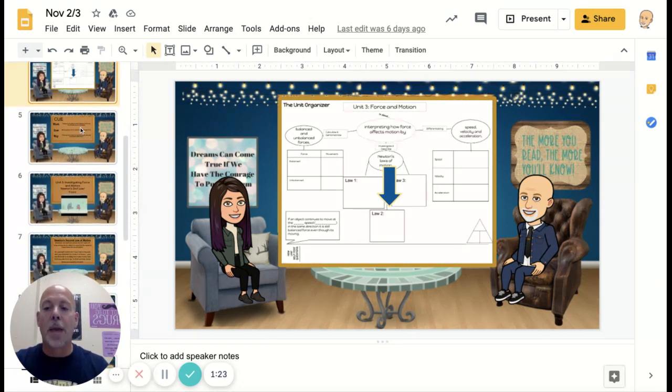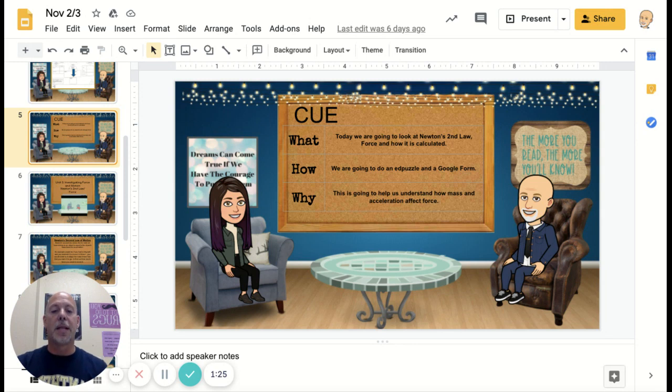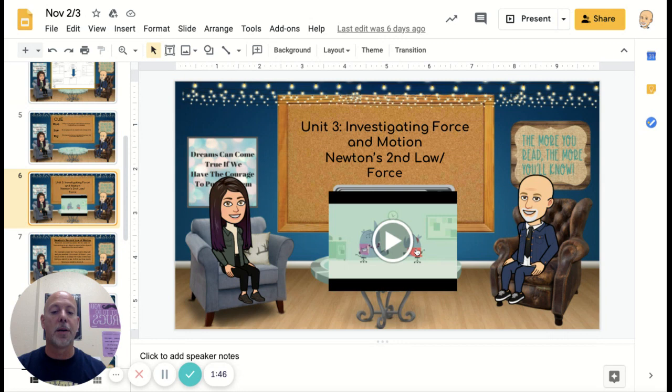So what we have is our cue. What? Well, today we're going to look at Newton's second law, force, and how it is calculated. How are we doing this? We're going to do an Edpuzzle, and then a Google form, which is just another one of our warm-ups, which you should have done before this Edpuzzle. And why? This is going to help us understand how mass and acceleration affect force. To get us started, we're going to do a short video here.